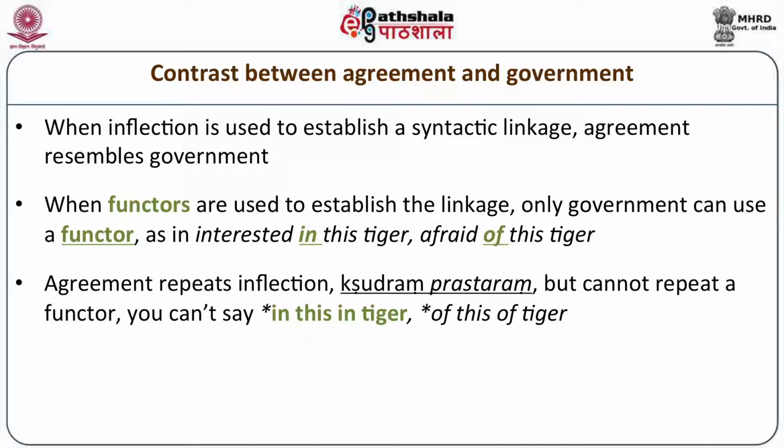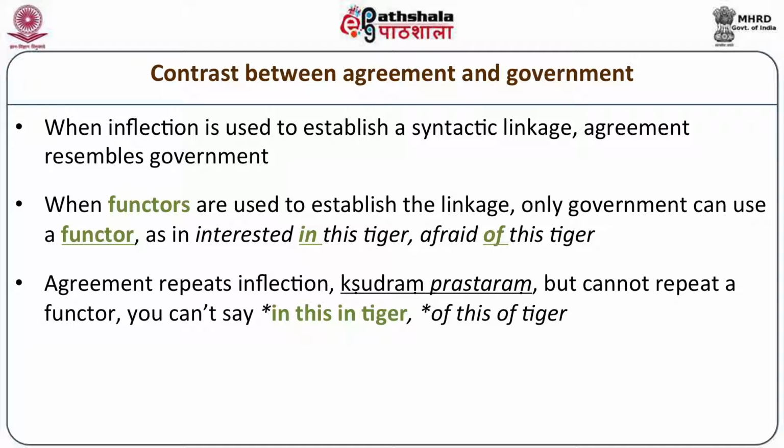So when you look at "interested in this tiger," since "interested" imposes the functor "in," it creates a construction "interested in this tiger" where the head is "interested" and the dependent is "in this tiger." Within "in this tiger," there is a construction where "in" is the head and "this tiger" is the dependent. Within "this tiger," "tiger" is the head and "this" is the dependent.